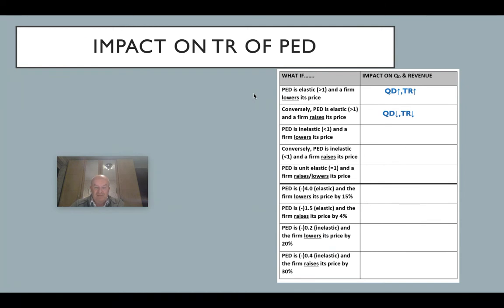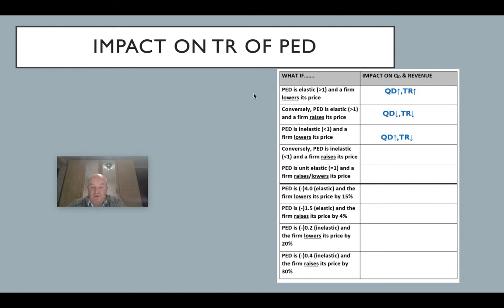Now, if we take a look at PED being inelastic, where it's less than 1 and the firm chooses to lower its price, in that situation the quantity demanded will probably go up by an amount, but not a huge amount. As a result of that, the total revenue that it will generate, because we've lowered our price, would fall.